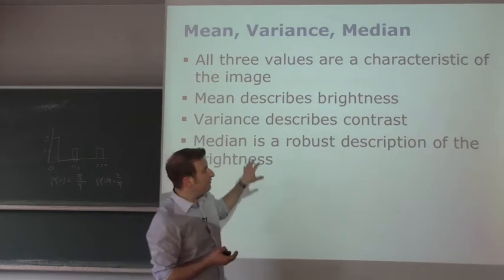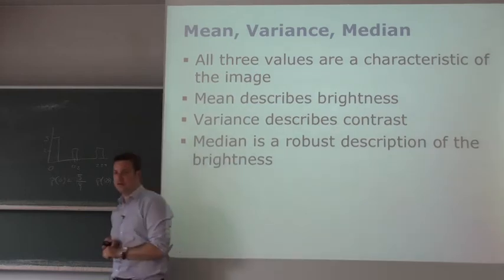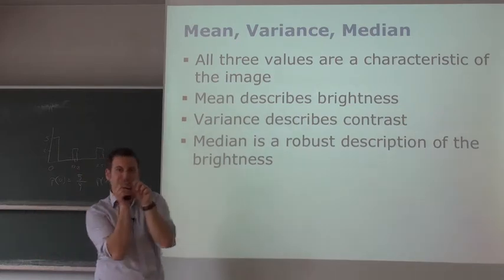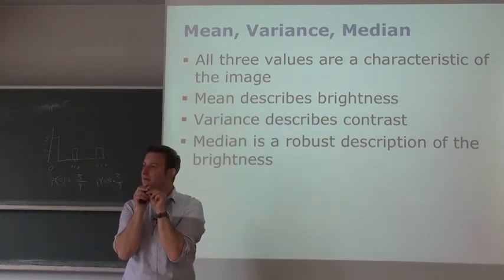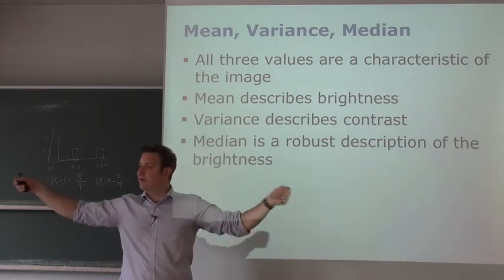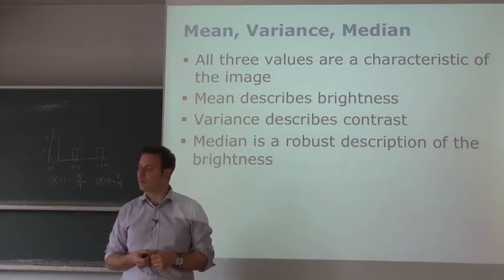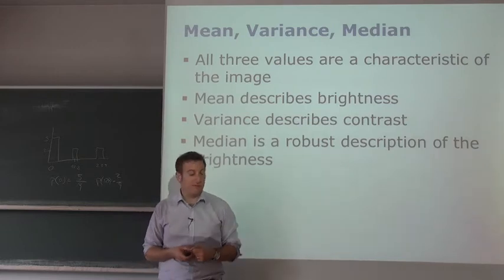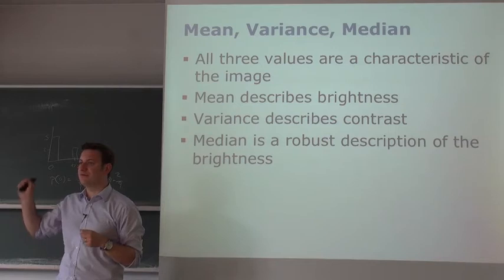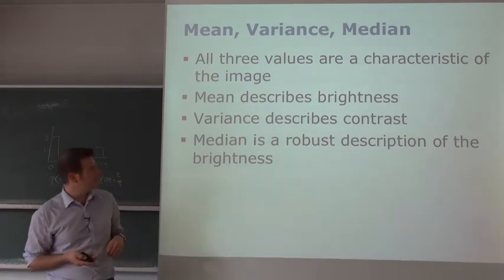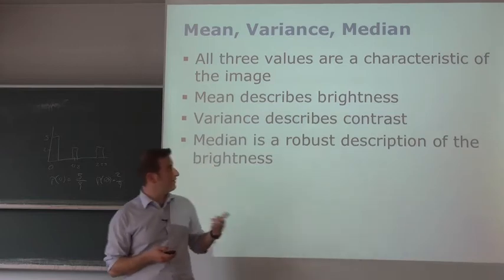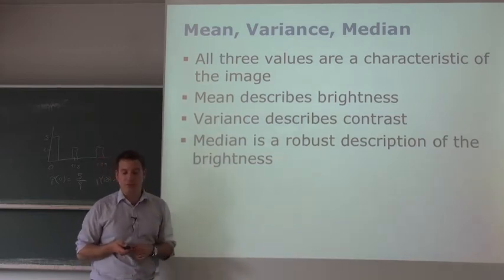And the variance tells me something about the contrast of the image. If all values are concentrated around a very, very small area, it's an image with a very low contrast. If they spread around the overall range, it's typically an image with a higher contrast. And the median is just a robust description of the brightness. If you have a few outliers, they don't affect the computation of the brightness as much as the mean would.